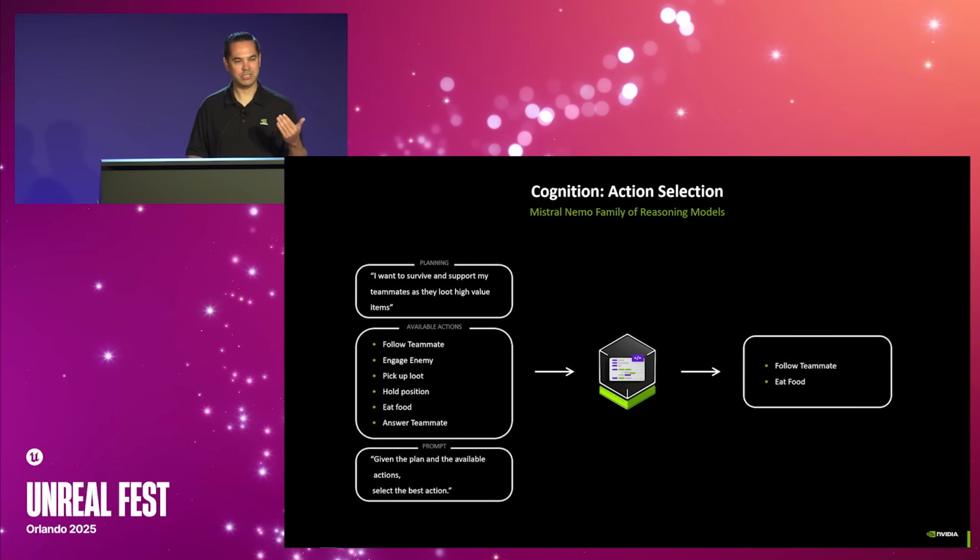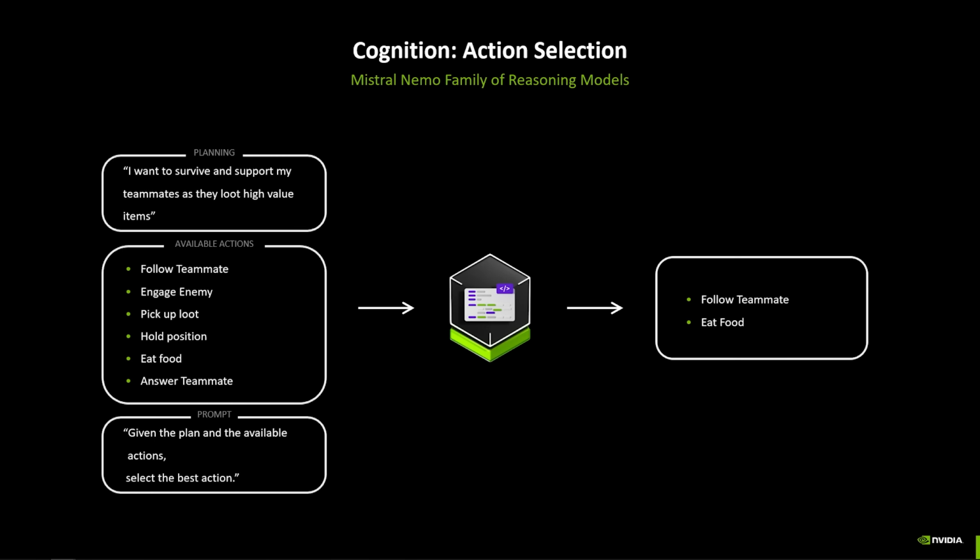In this case, it should follow me, and then eat food in case the HP is low, right? So you can do this with our Mistral Nemo family of models. This is very good for instruct reasoning.